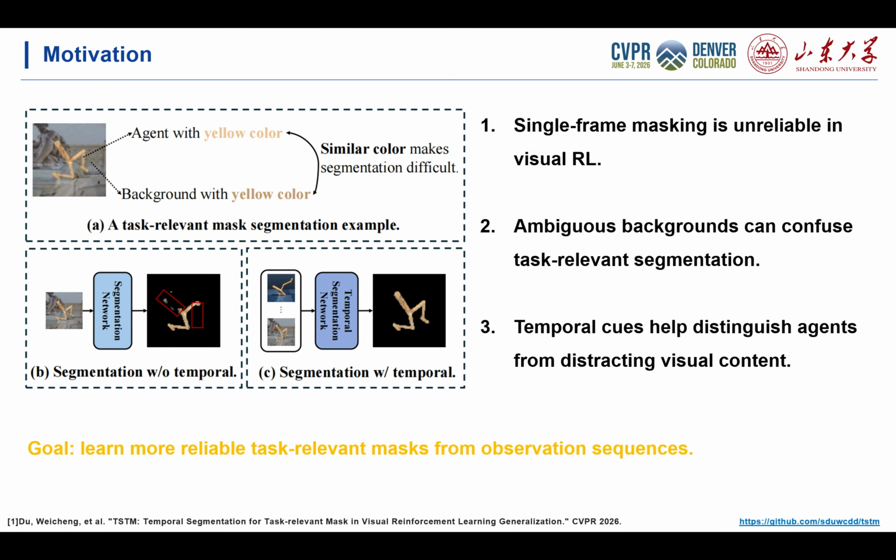Our key observation is that temporal cues from consecutive observations can help distinguish the agent from distracting visual content. Based on this idea, our goal is to learn more reliable task-relevant masks from observation sequences.